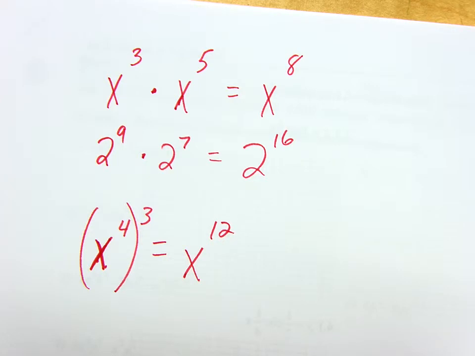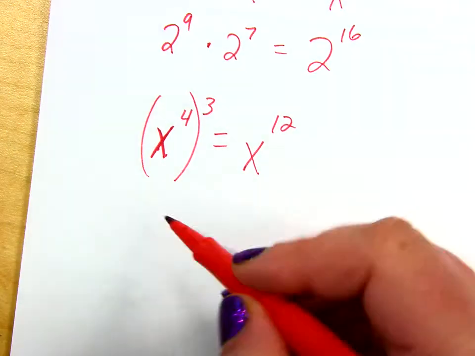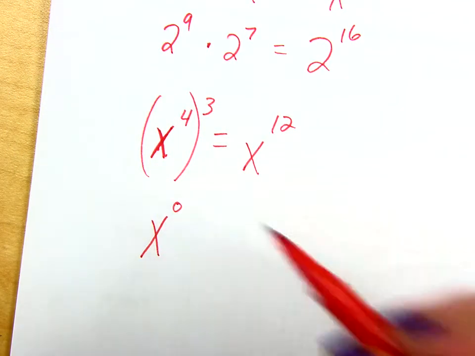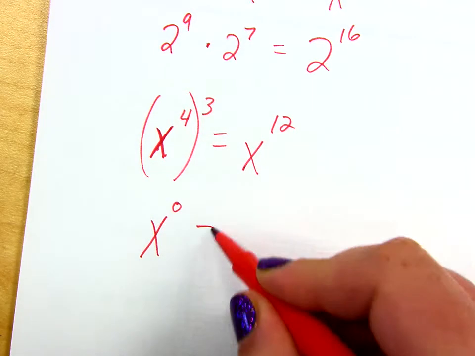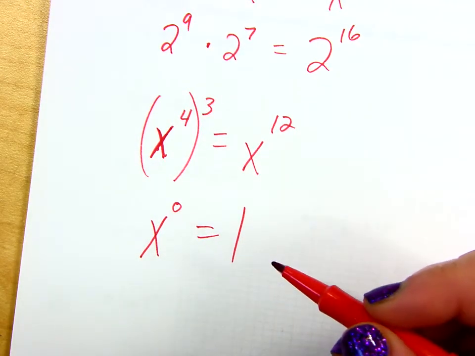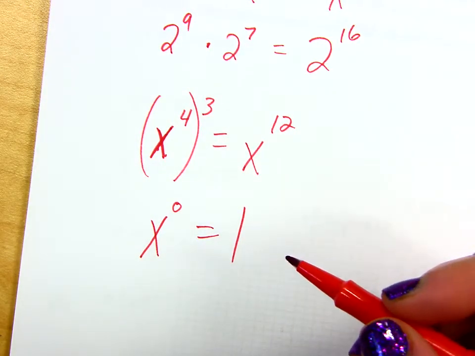Do you remember, well, let's talk about 0. What do I get if I have a number raised to the 0 power? It's just 1. Do you remember that? So anything to the 0 power is 1.